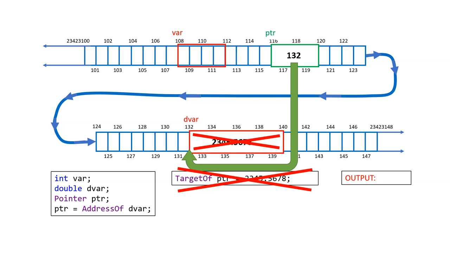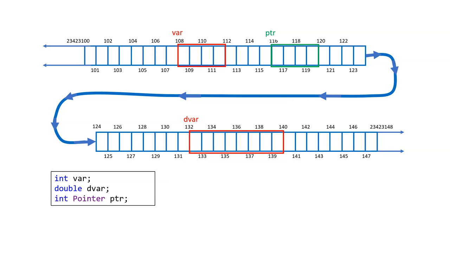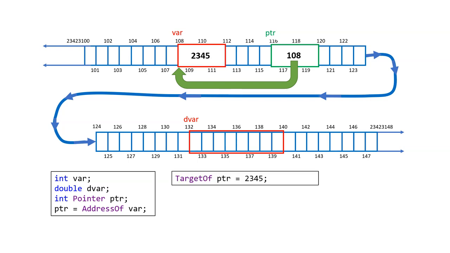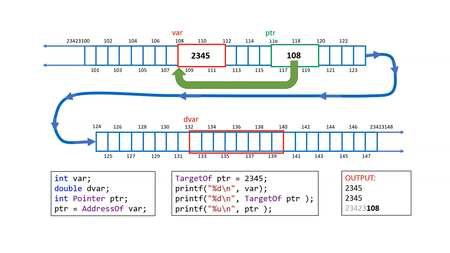So I have to correct my design for the pointer over here and actually add what I am pointing to. So I have to say integer pointer PTR, and therefore PTR is responsible only for integer values and capable of keeping integer addresses, and therefore everything happens the way it's supposed to.